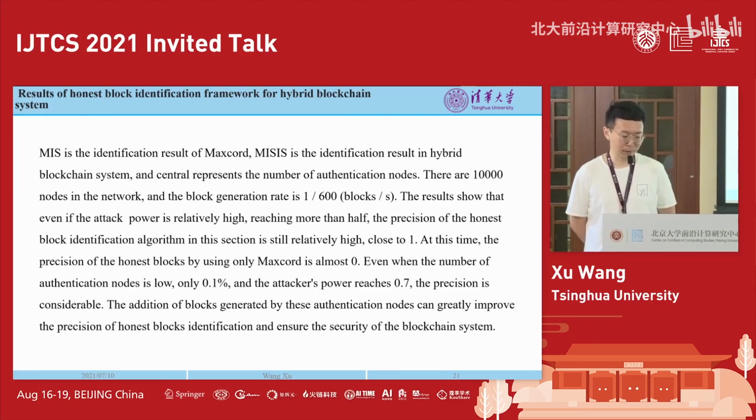At this time, the precision of honest block identification by using only MASCOT is almost zero. Even when the number of authentication nodes is low, only 0.9, the attack power reaches 0.7. The precision is considerable. Also, the addition of blocks generated by the authentication nodes can greatly improve the precision of honest block identification and ensure the security of the blockchain system.